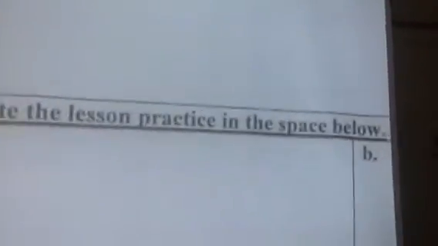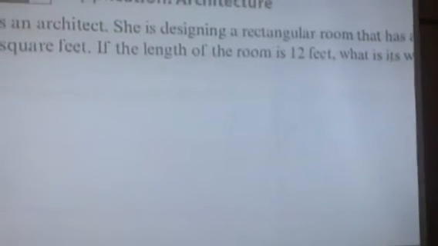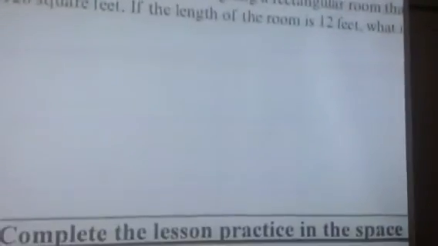Alright, last one. Actually, yeah, no, we'll do this one. It says Anna is an architect. She is designing a rectangular room that has an area of 126 feet. If the length of the room is 12 feet, what is its width? So first thing we've got to do is think about what we know. This room is a rectangle, and it has an area of 126 feet. If the length of the room is 12 feet, what is its width?